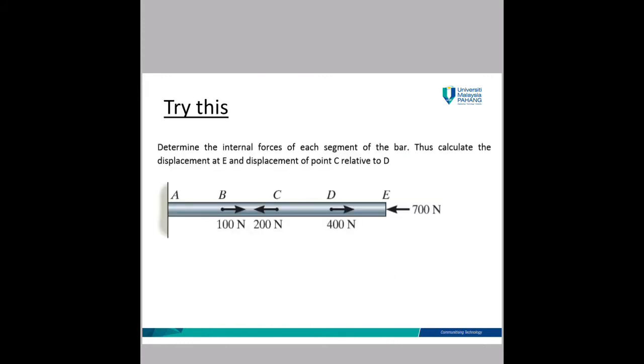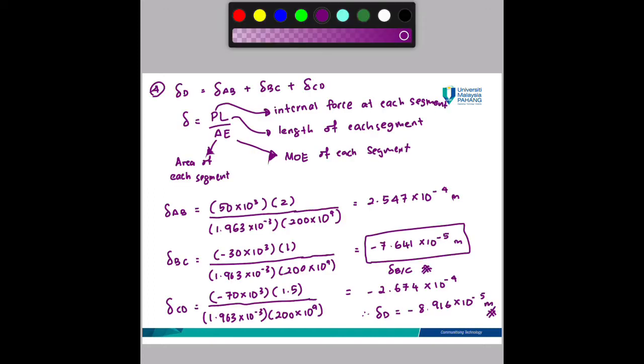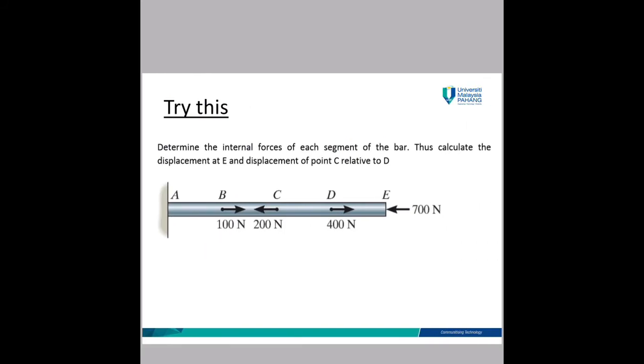Okay, and please try this one. This is the same, just the unit is in Newton. Before this, the units were in kilo Newton. So that's why I times 10 power of 3, because the unit given to us is kilo Newton. Now the unit is Newton, so no need to times 10 power of 3.